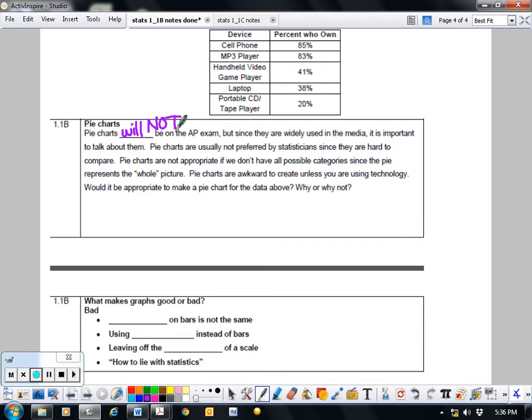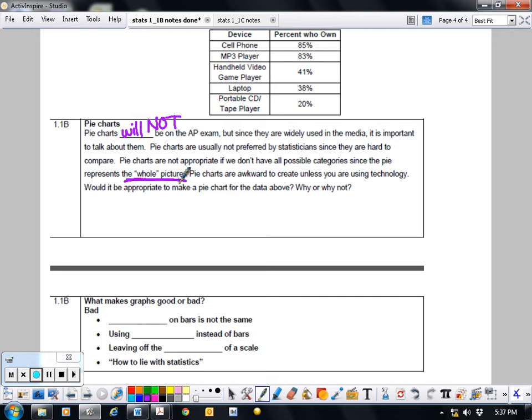Pie charts are not appropriate if you don't have all possible categories. So if you have some categories that really just don't even add up to 1%, you could have an other category and pile those all together. So that way every single option is kind of illustrated. And you have to be careful that it represents kind of the whole picture.